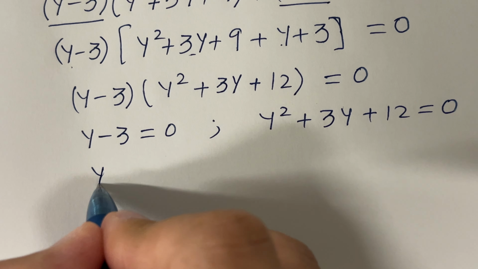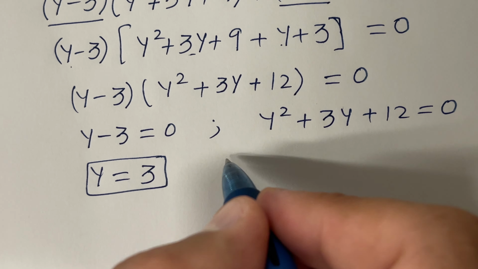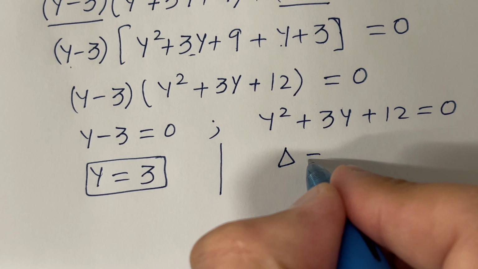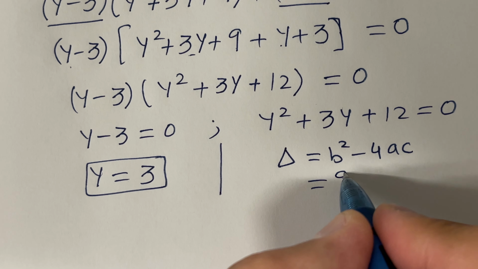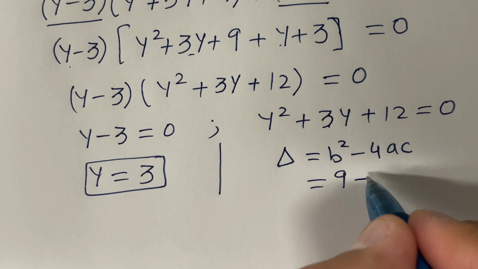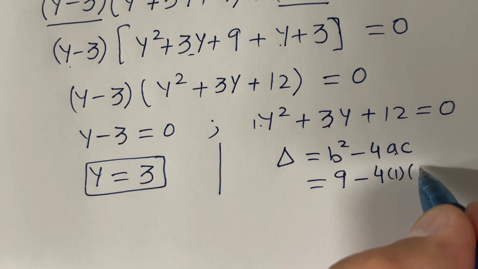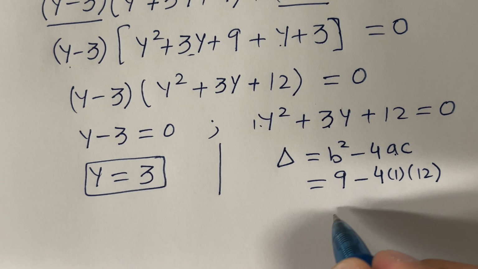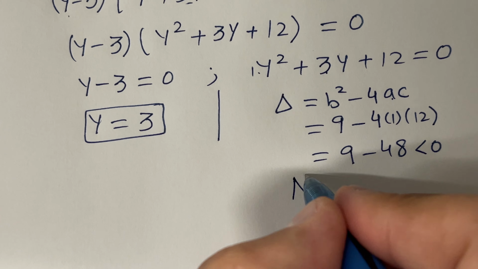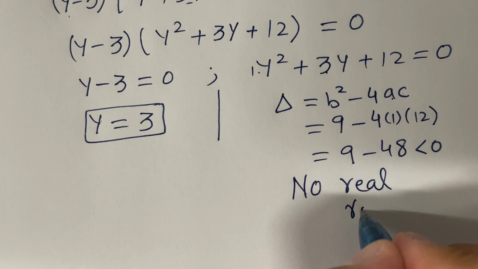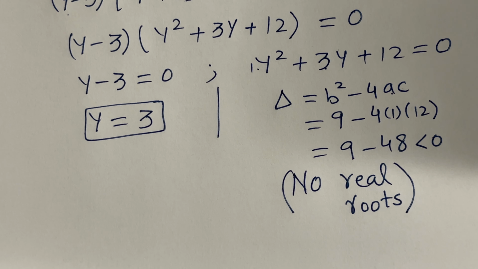From here we get y equal to 3, and we have to solve the other equation. In order to solve it, let's look at the discriminant, which is b square minus 4ac. b square is 4 square, which is 16, minus 4 times a equal to 1 and c equal to 12. That will be 16 minus 48, which is less than 0. So from here we have no real roots. This equation will not give us any real roots, and we are looking for real roots.